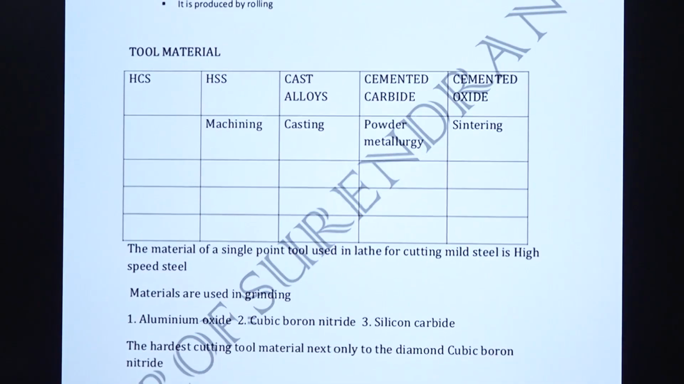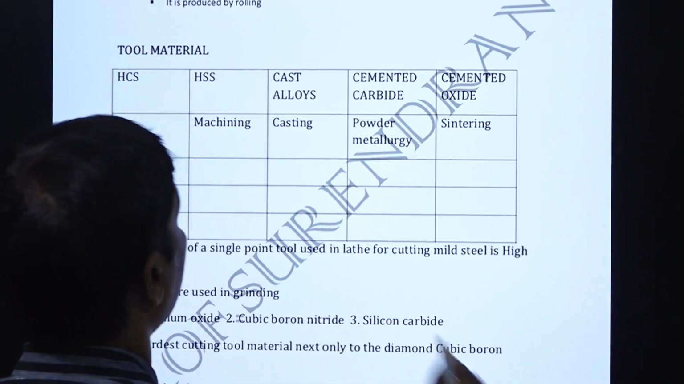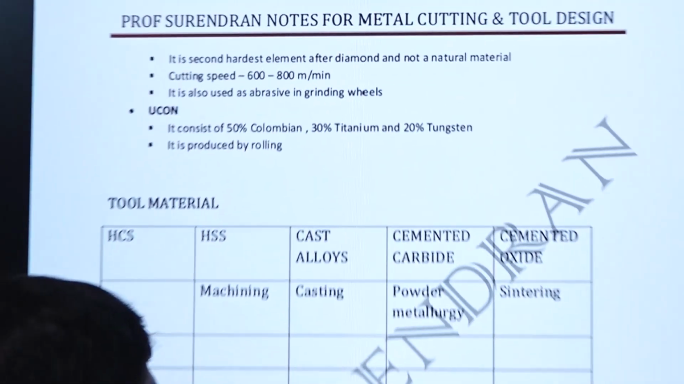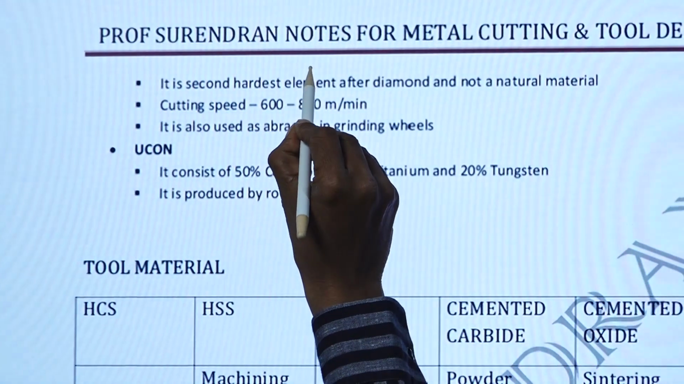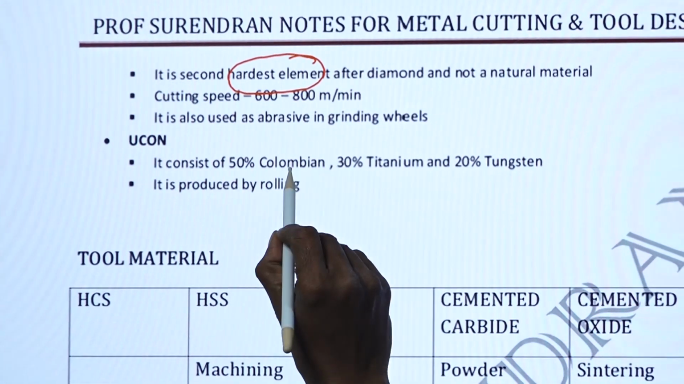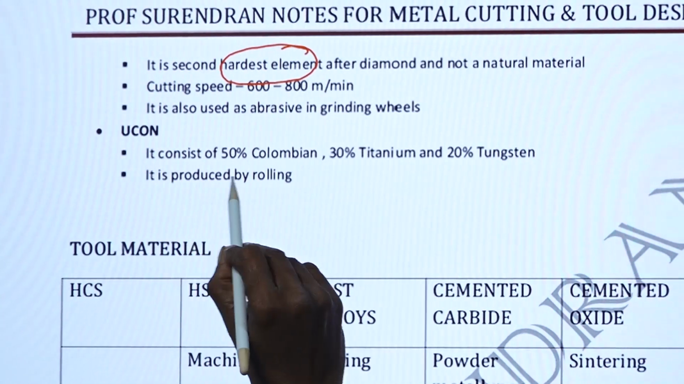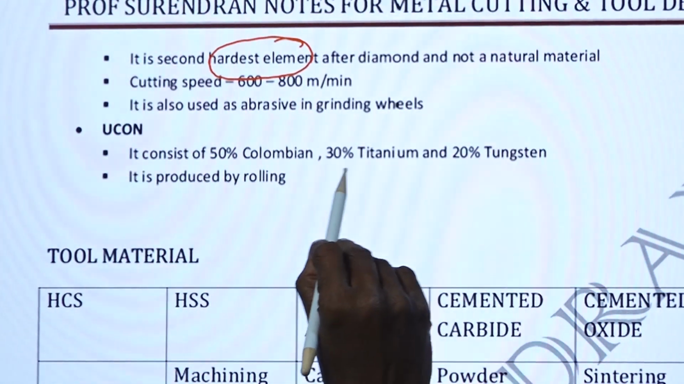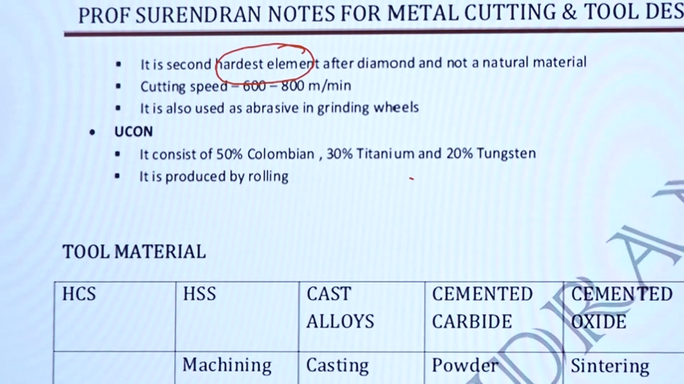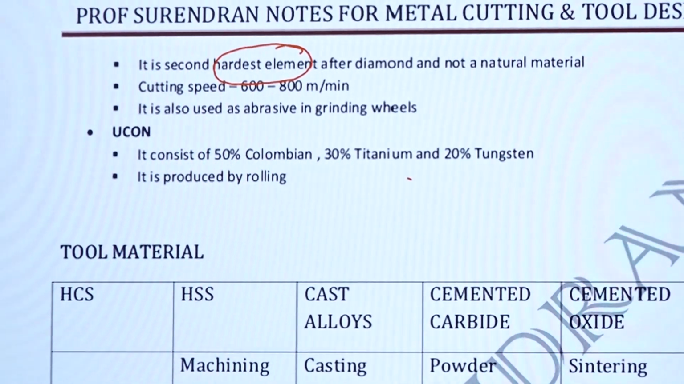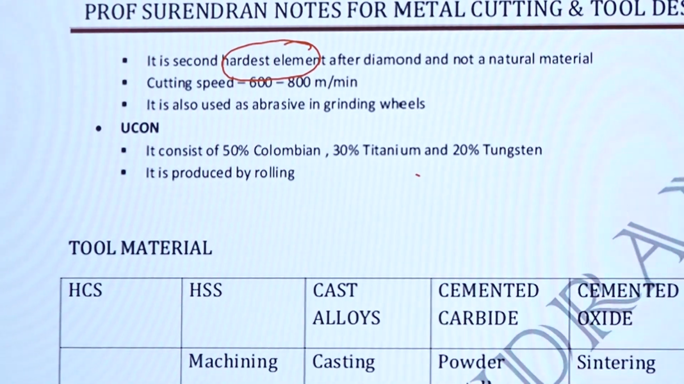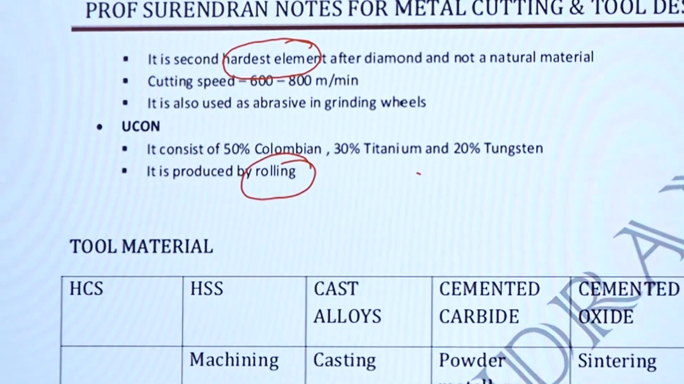So next is CBN. CBN is the hardest element after the diamond. Yukon is 50% columbium, 30% titanium, 20% tungsten. So 50, 30, 20. This Yukon is produced by rolling.